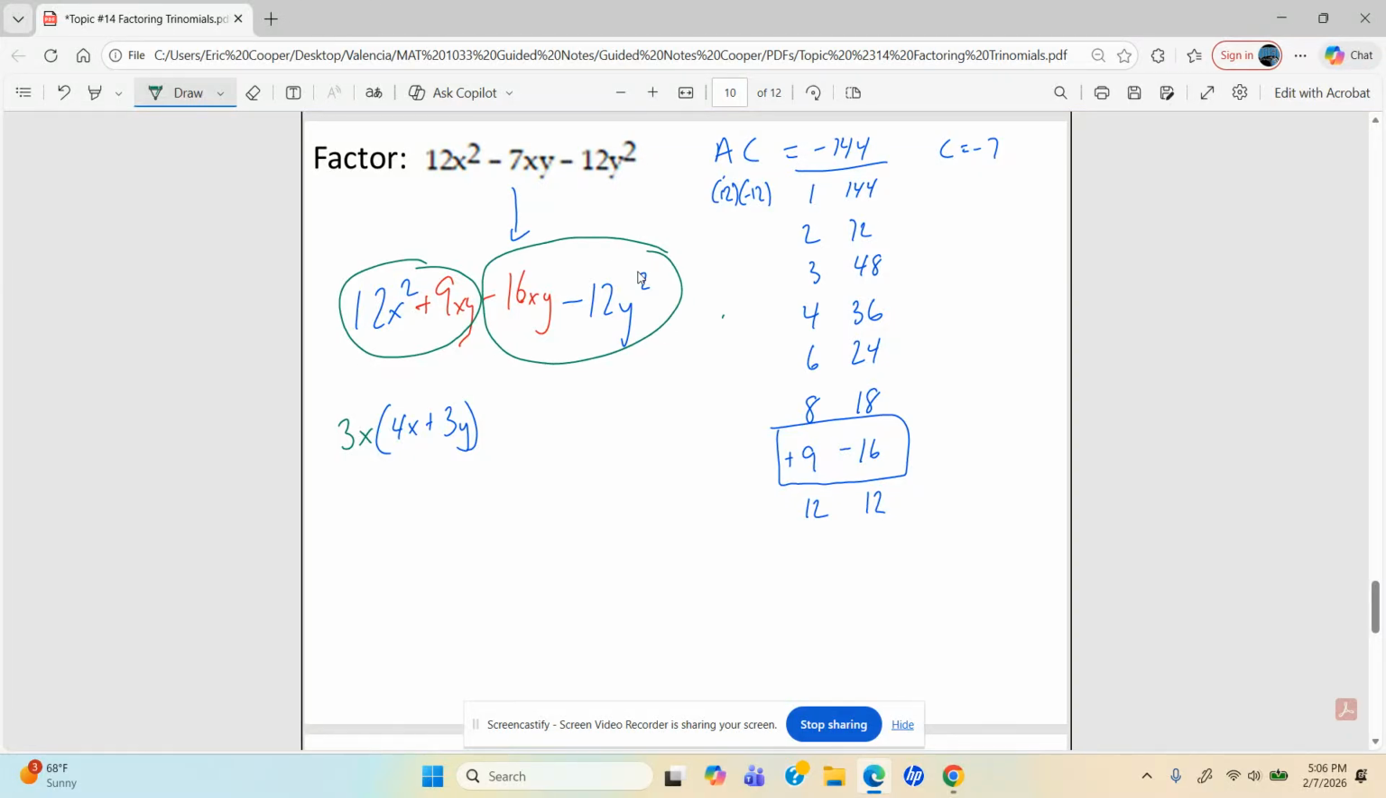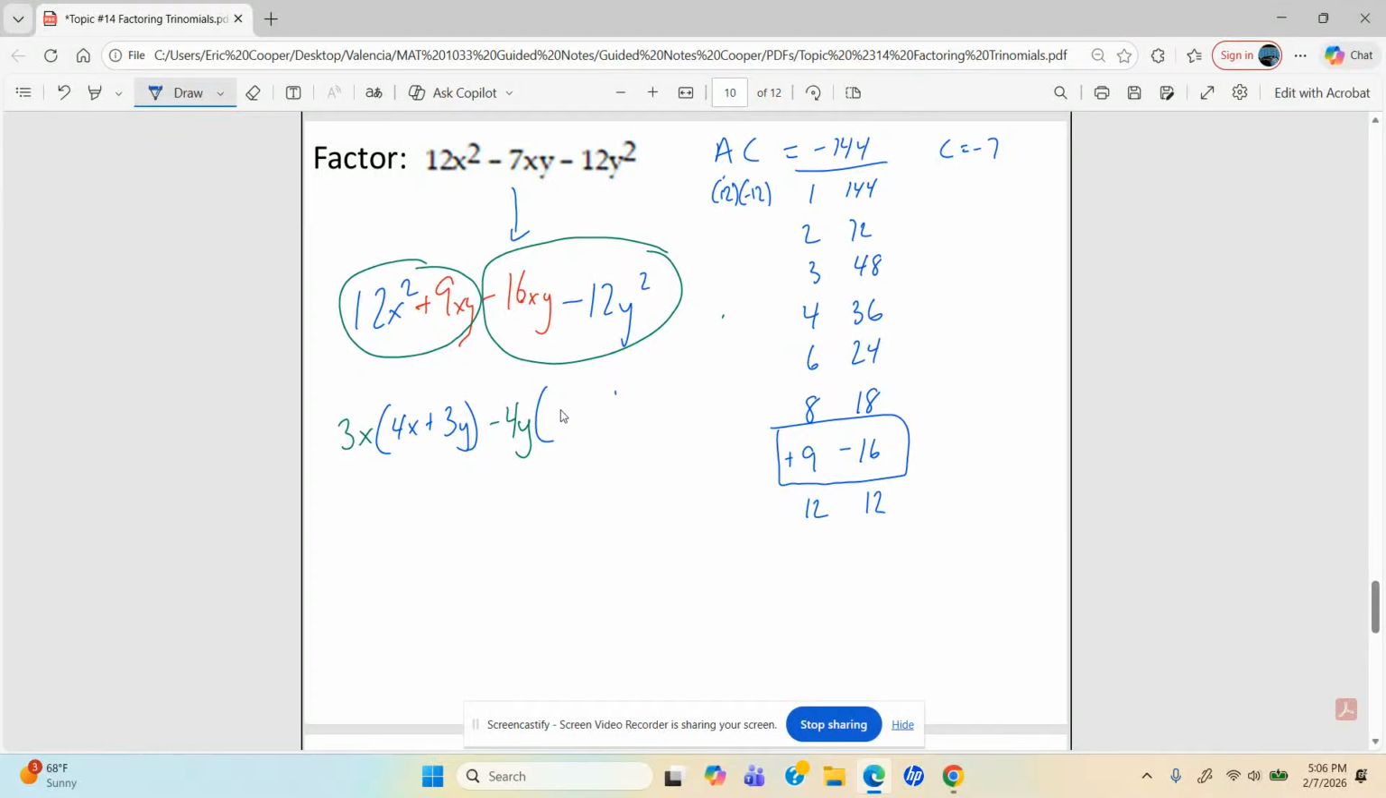Let's do the same for the second term. Negative 16 to start, so our factor has to be negative. Negative 16 and negative 12. The only number that can go into both 12 and 16, or the biggest number I should say, is negative 4. I can't take out any x's, but I can take out one y here, because each of the terms has at least one y.